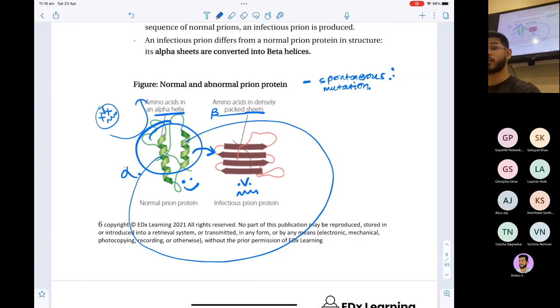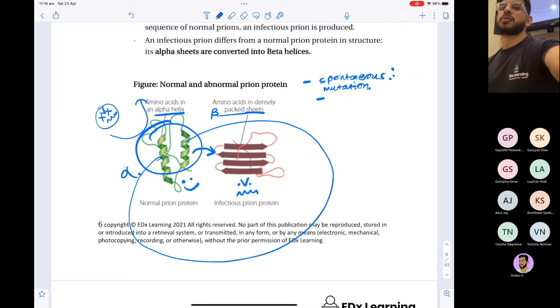Prions are proteins. They're encoded for by genes. What's another way? Let me ask Safia, what's another way that prions can misfold? You said spontaneous, what's another way? I don't know, sorry. All right.